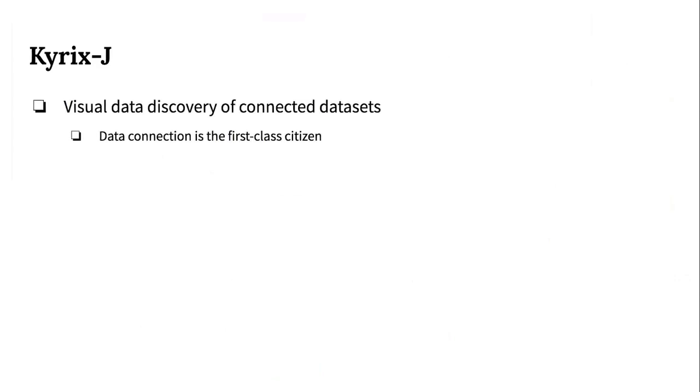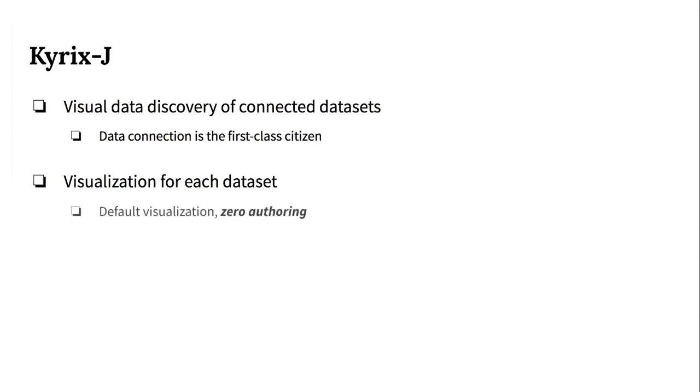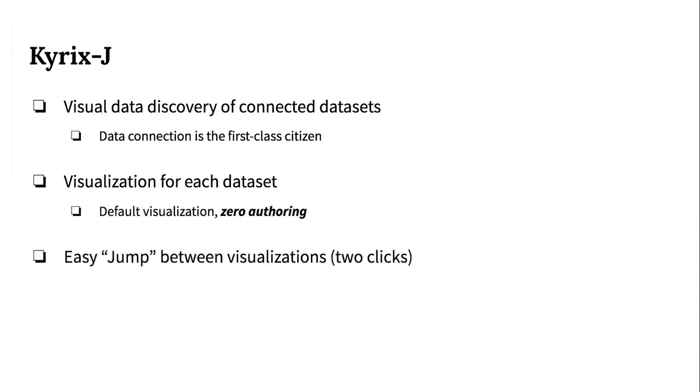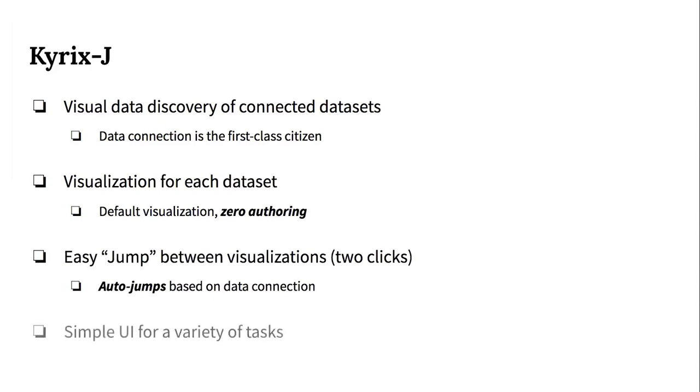So this is how Kyrix-J works from the user's perspective. We see data connections as first-class citizens and use visualizations to enable visual data discovery. We have default visualization for each dataset or table, so you can get an app running without coding. Jumps between visualizations are auto-generated based on data connections, and it requires just 2 clicks to perform 1 jump. Kyrix-J also offers a UI for a variety of data discovery tasks, which I'll talk about later.